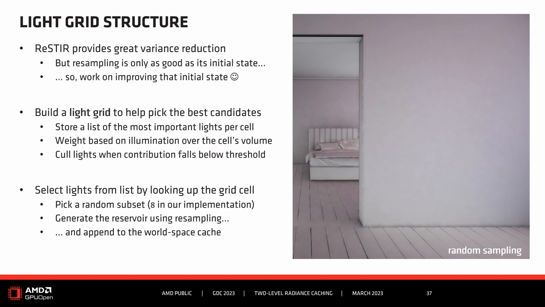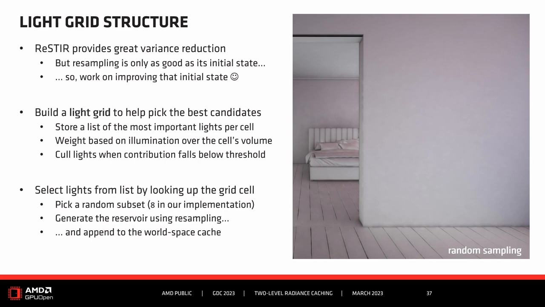Now, selecting lights from this structure is quite simple. We simply look up the cell that our vertex lies in and pick a random subset from the list, 8 in our implementation. We can use that to generate the reservoir and append it to the world space cache for further resampling across neighbors.